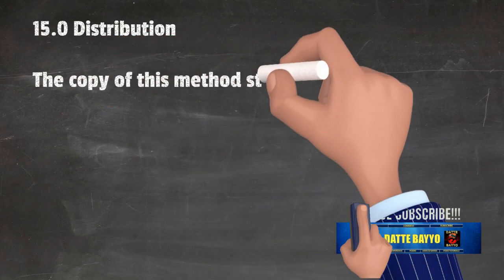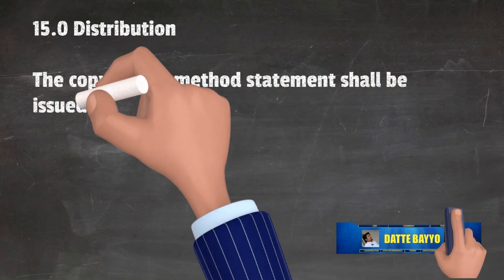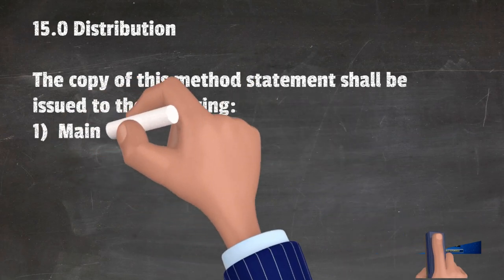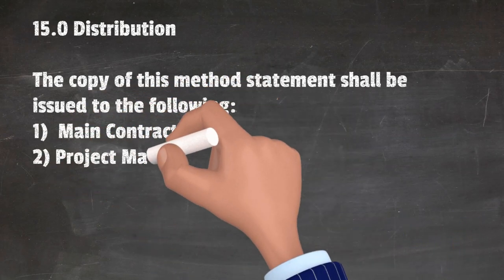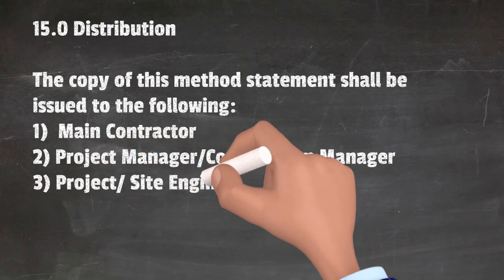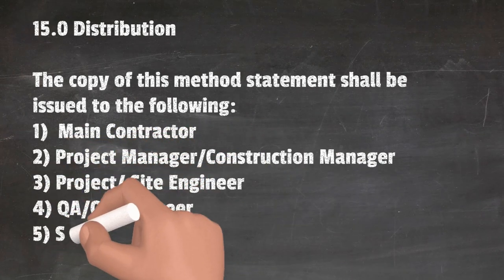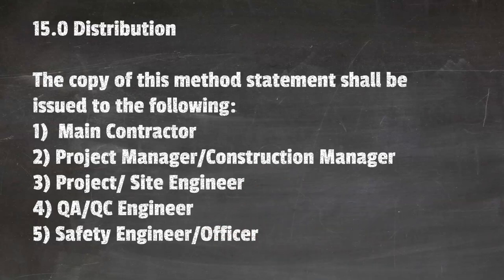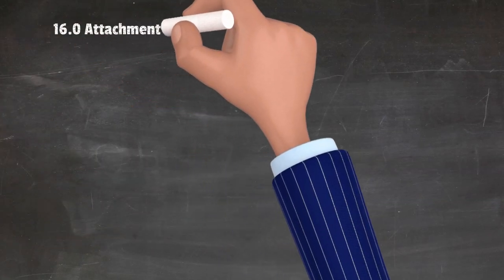Distribution. The copy of this method statement shall be issued to the following. 1. Main contractor. Project manager / construction manager. Project / site engineer. QA / QC engineer. Safety engineer / officer.